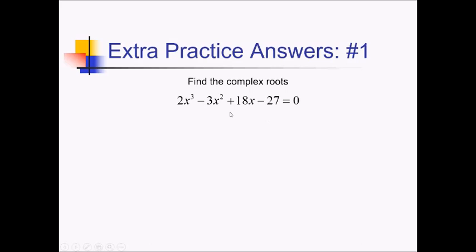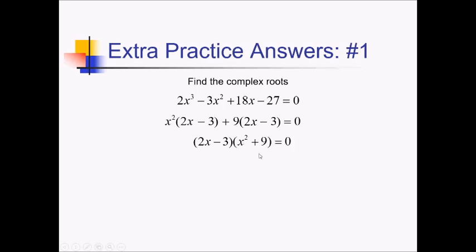Since that didn't work, I noticed that I have 4 terms, so I can try factoring this by grouping. If I take out a common factor from the first 2 terms, it looks like I can take out an x squared. That leaves me with 2x minus 3. And then for the next 2 terms, those are both divisible by 9, and that would leave me with a 2x minus 3 as well. Taking out my common factor of 2x minus 3, that leaves me with x squared plus 9 as the other factor.